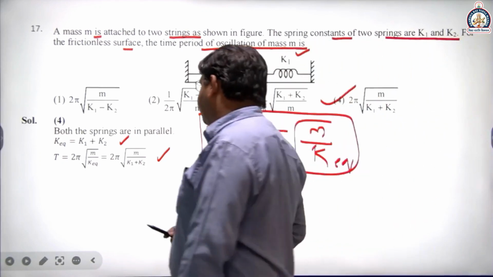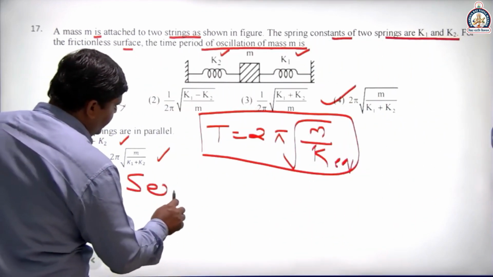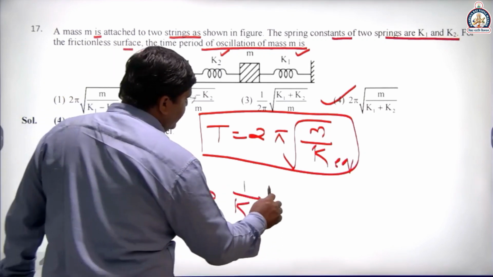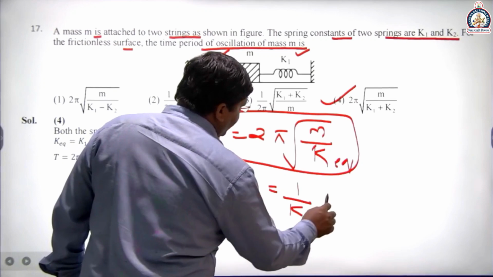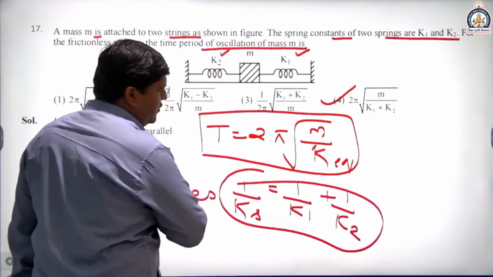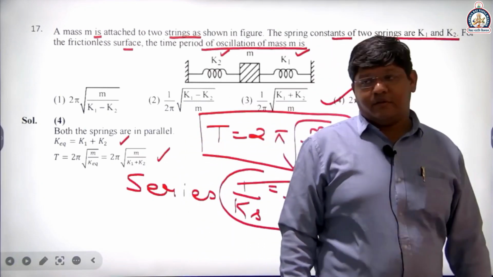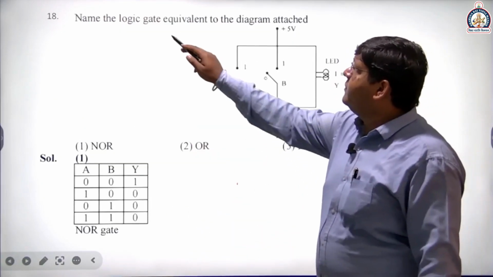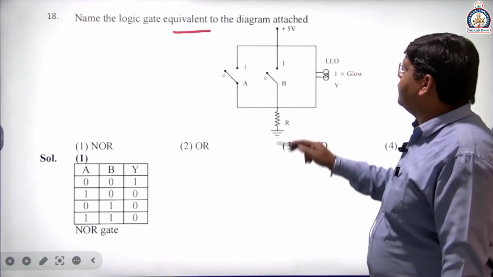Okay, and if it is in series, if the question is about series combination, then we can write 1 upon Ks. Ks denotes series, equal to 1 upon K1 plus 1 upon K2. This is the formula especially used in case of series combination. Okay, now moving to the next part, name the logic equivalent to the diagram as shown in figure.